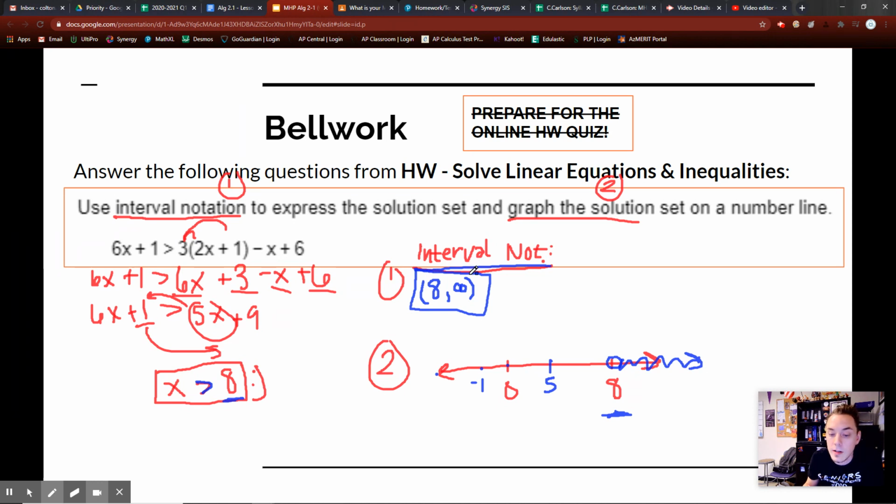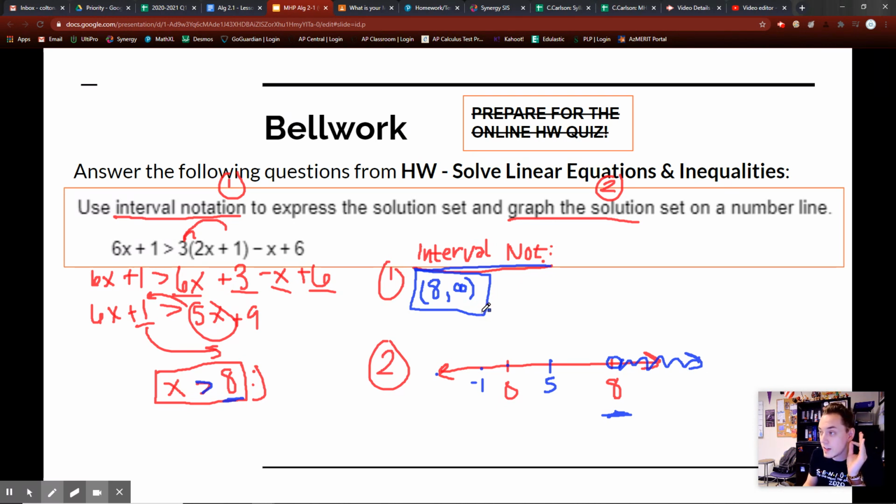8, comma, infinity. Now remember, infinity always will have parentheses attached to it. Can you ever equal infinity? No. Okay, that's why it's always parentheses. Never brackets on infinity.